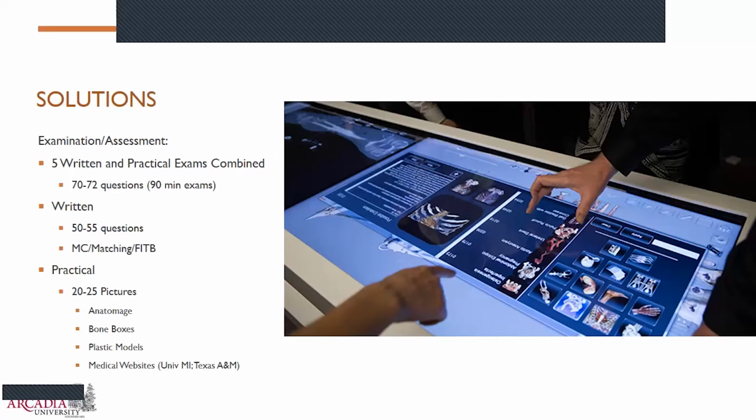We've used pictures of the bone boxes, or sometimes instead of using a picture of a bone from the bone box, we would use pictures of bones from the Anatomage table. Same could be said for the plastic models. And then we also included some human cadaver high-res dissection pictures from two different medical school programs, one was University of Michigan and one was Texas A&M University. And again, I'll show you how that looked on our examinations.